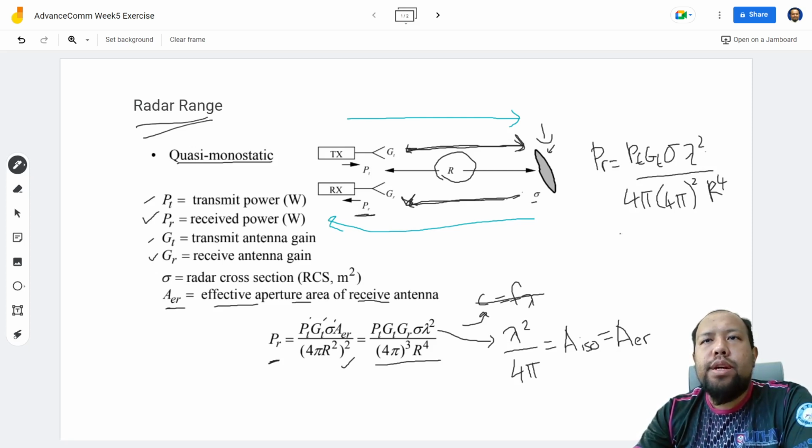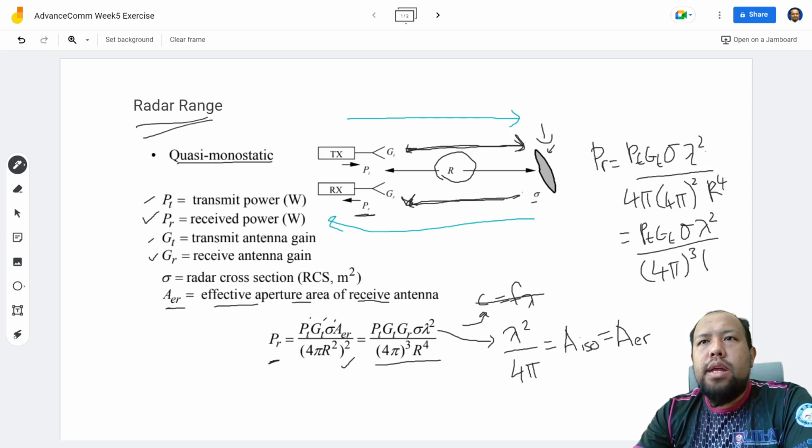And so if you rearrange this equation, we can get Pt Gt sigma lambda squared over 4 pi to the power of 3 and R^4, right? So this is how they get this equation. So it's simple, right?